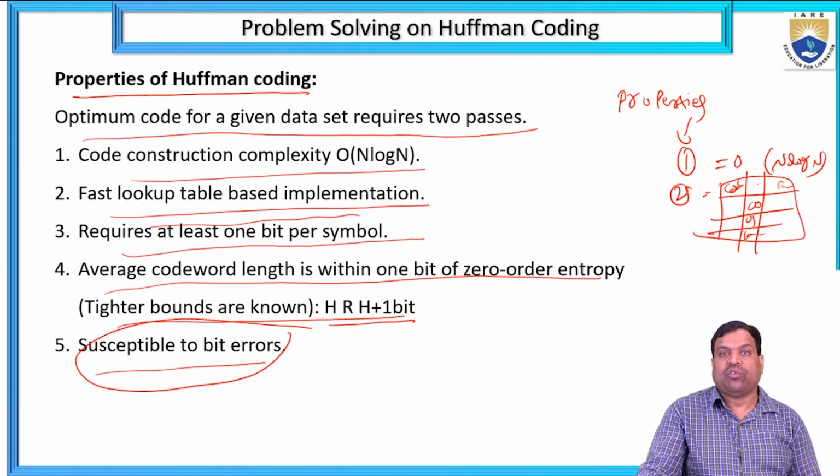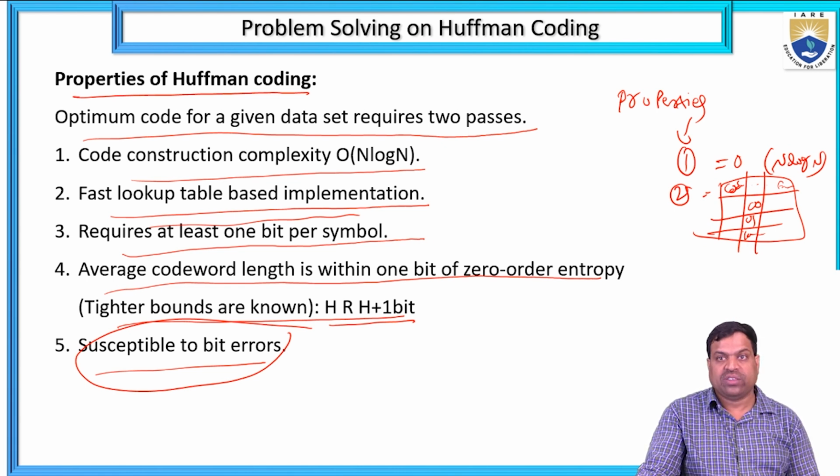And what are the properties of Huffman coding? Code constructor complexity, fast lookup table based implementation, it requires at least 1 bit per symbol, and the average code word length is within 1 bit of the zero order entropy, with tight bounds of H or H plus 1 bit. It is susceptible to bit errors.